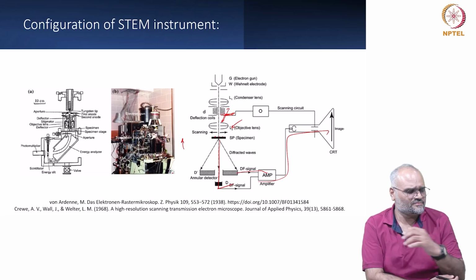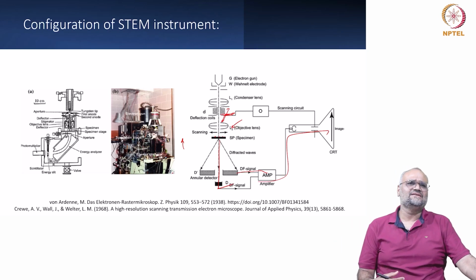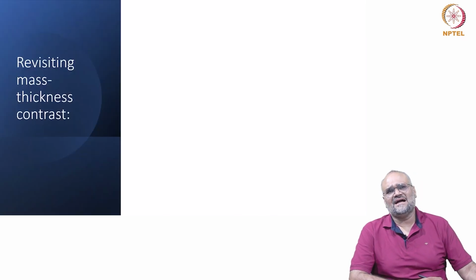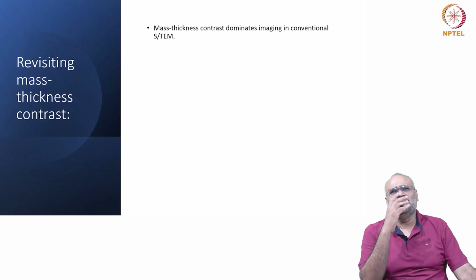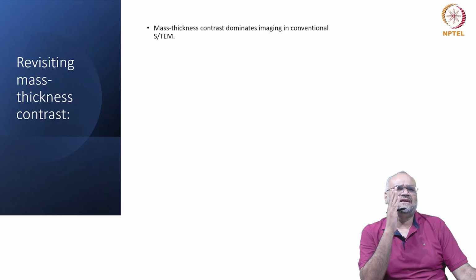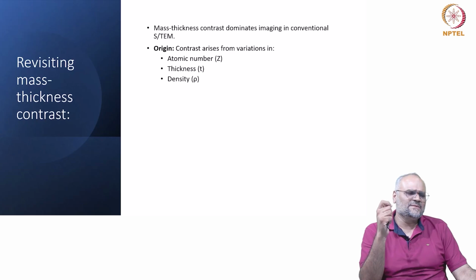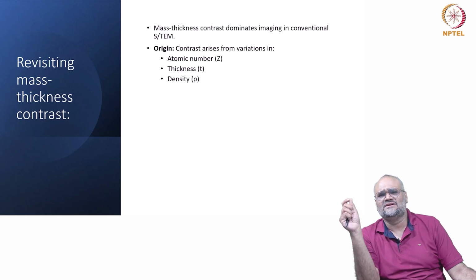So the technique has evolved in leaps and bounds, and you get an enormous amount of information from the same region within a specimen. Let us revisit the fundamentals of mass thickness contrast that we saw when we were discussing bright field TEM mode. It is largely based on Rutherford scattering. Mass thickness contrast dominates the imaging in conventional scanning and transmission electron microscopes. The origin is that it mainly arises from the atomic number, the thickness and the density. That is why we do not separate them; we call it the mass thickness contrast.